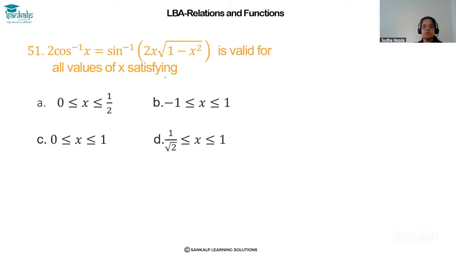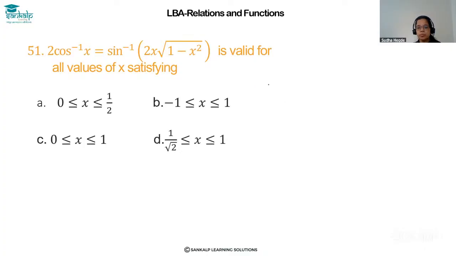Option A: 0 less than or equal to x less than or equal to 1 by 2. Option B: minus 1 less than or equal to x less than or equal to 1. Option C: 0 less than or equal to x less than or equal to 1. Option D: 1 by root 2 less than or equal to x less than or equal to 1.